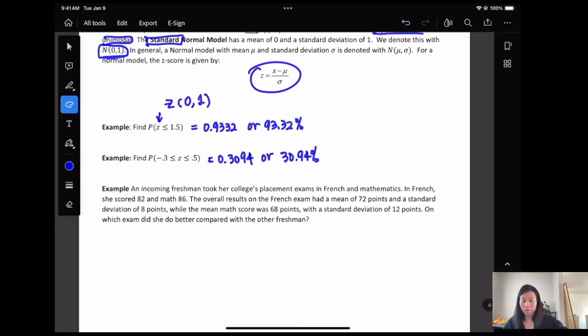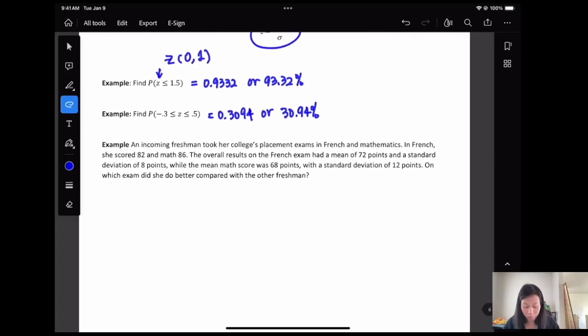All right, here's the next example. An incoming freshman took her college placement exam in French and mathematics. In French, she scored 82, and in math, she scored 86. The overall result on the French exam had a mean of 72 points and a standard deviation of 8 points, while the mean math score was 68 with a standard deviation of 12 points. On which exam did she do better compared with the other freshmen?